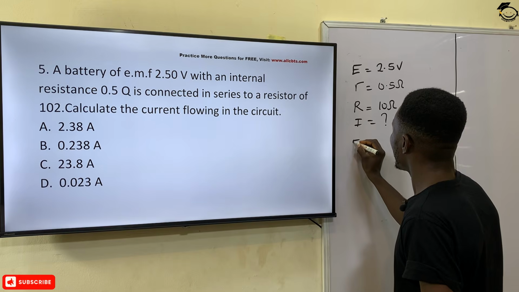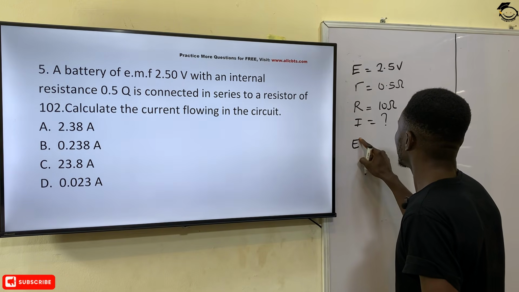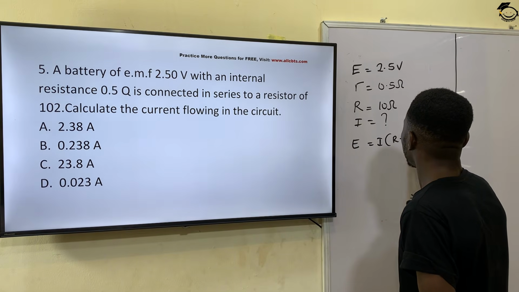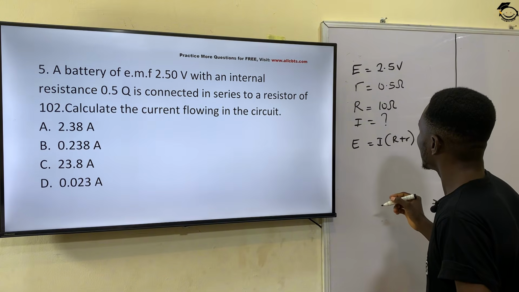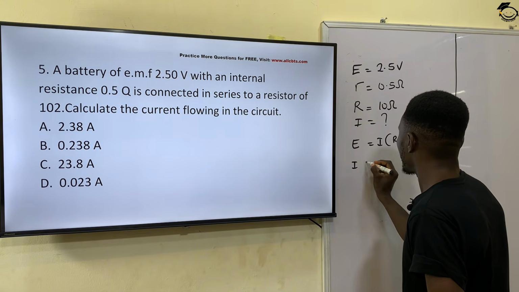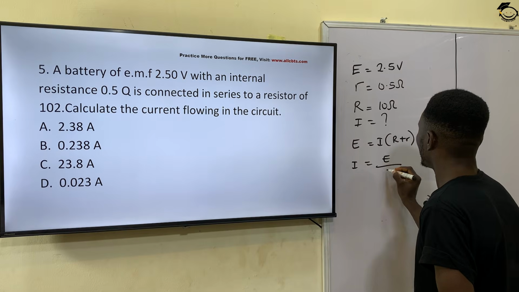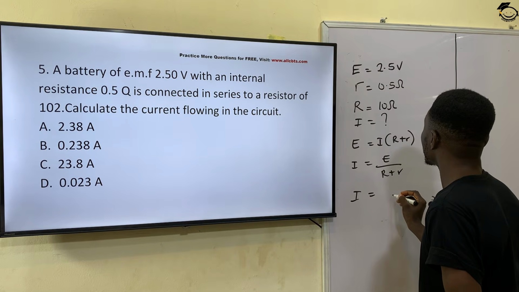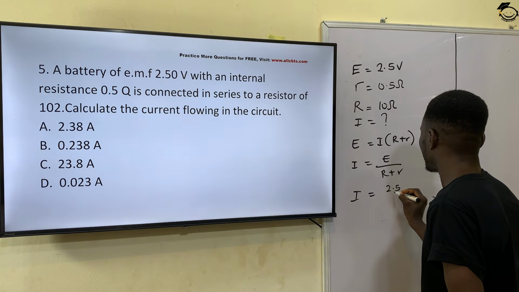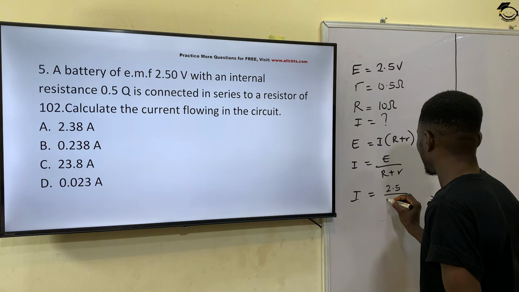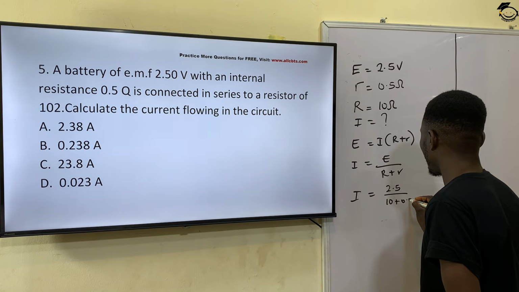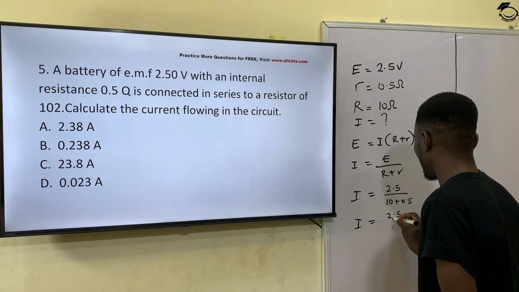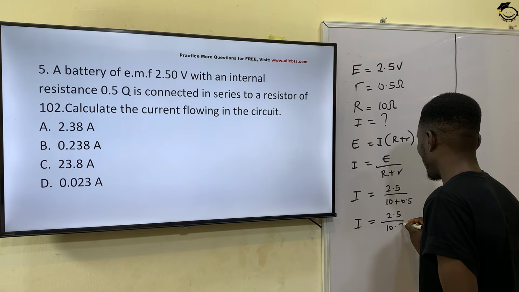And we know that the EMF of a cell connected in a circuit is equal to I(R + r). So this is the same thing as saying that I is equal to E over (R + r). So this is the same as saying that the current in the circuit is equal to 2.5 divided by (10 + 0.5). This means that the current in the circuit is equal to 2.5 divided by 10.5.